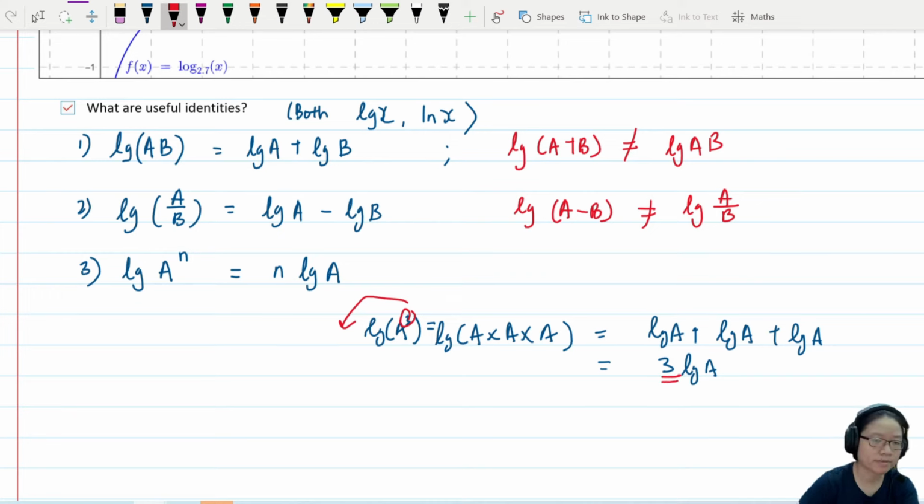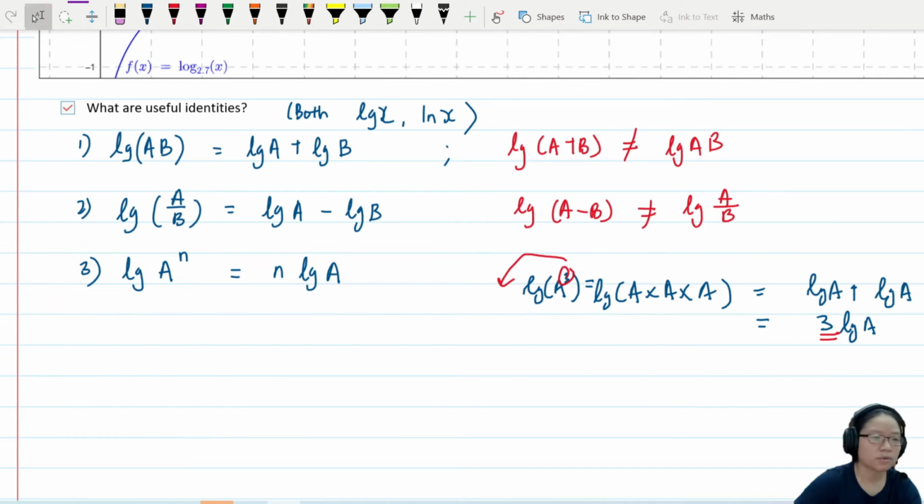Okay, I'm just going to put this aside as an example. Let's continue to the 4th identity, the 4th useful identity for physics. For the other maths ones, you do that on your own.